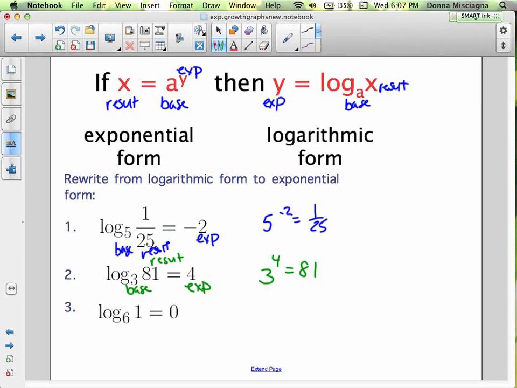And then let's look at the last one here. We have log base 6 of 1 equals 0. This is our base. The answer to a log is an exponent. And we have a result. If we were evaluating, we'd want to know what power we have to raise 6 to get 1. Here, we're just rewriting, and we have all the pieces. So we have our base, raised to a power, gives us an answer. And there we go. That's all there is to it. And now we've done these 3. Look how fast we're going through these.